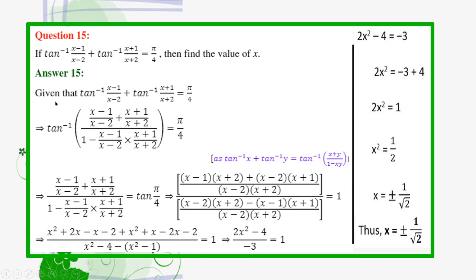Here again, tan inverse A plus tan inverse B is applicable. So we'll apply that property that tan inverse of A plus B upon 1 minus AB is equal to pi by 4. Taking tan to both sides, this will be cancelled, and tan pi by 4, everybody knows the value is 1. Then we will take the LCM in the numerator and we will simplify the denominator as well, and after solving we'll get the value of x, which is plus minus 1 by root 2.